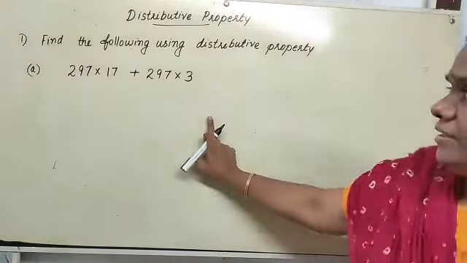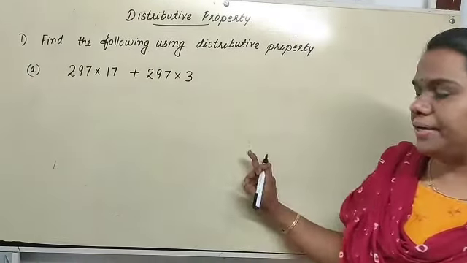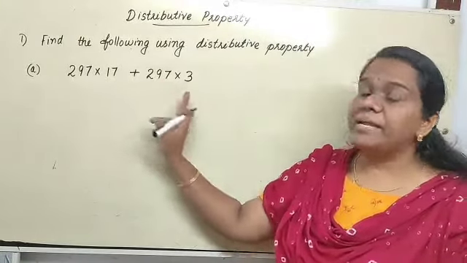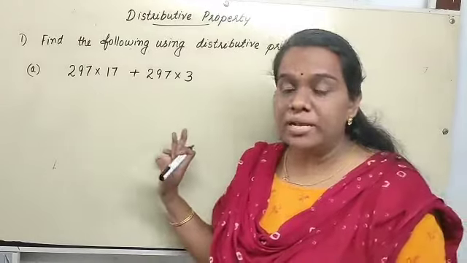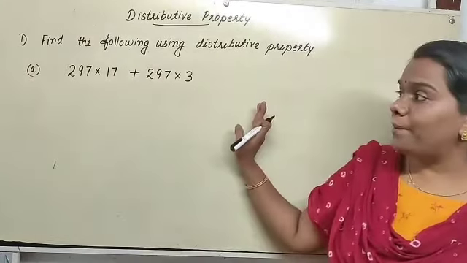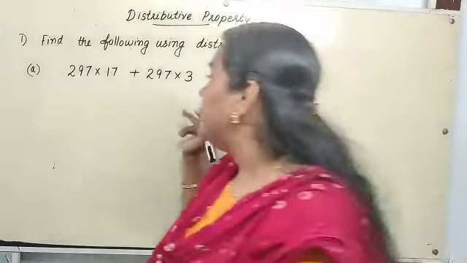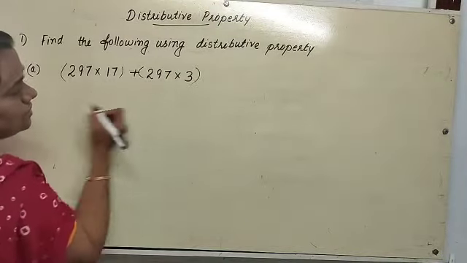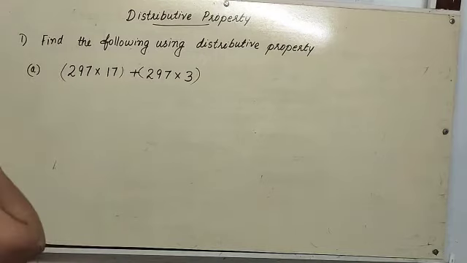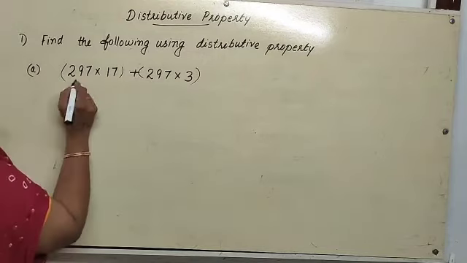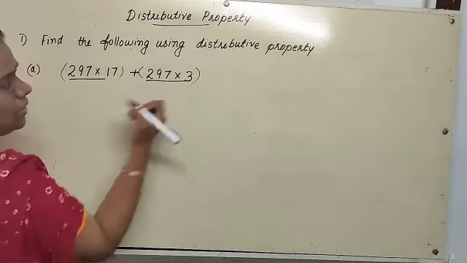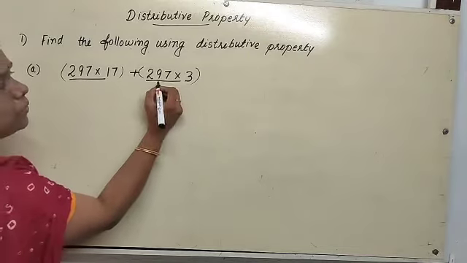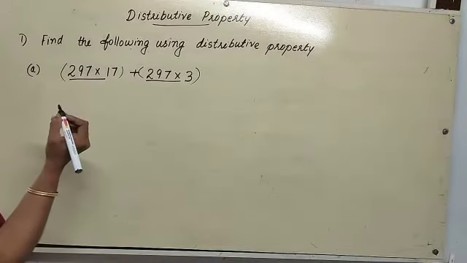See, find the following using distributive property: 297 into 70 plus 297 into 3. So dear students, please check this properly. Can you see anything common? Here it is into, here it is plus. Then put a bracket like this. Can you see 297 into here? Here also 297 into 3. So 297 into is common for both.